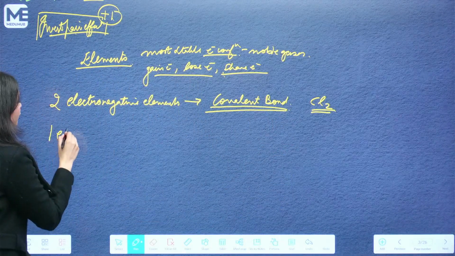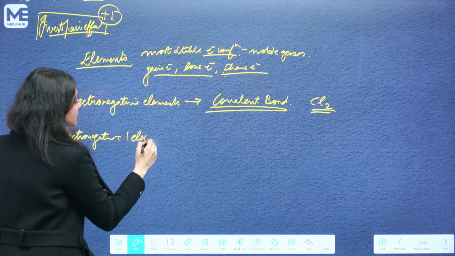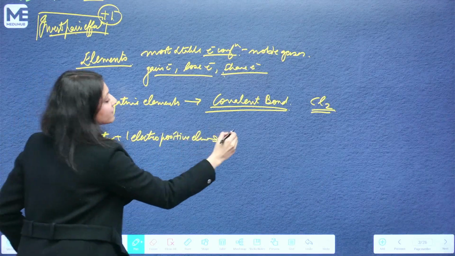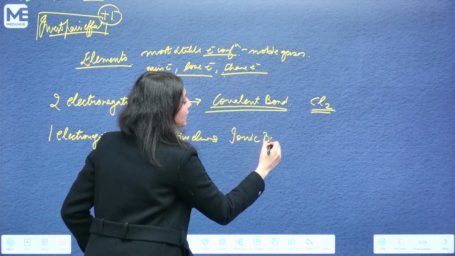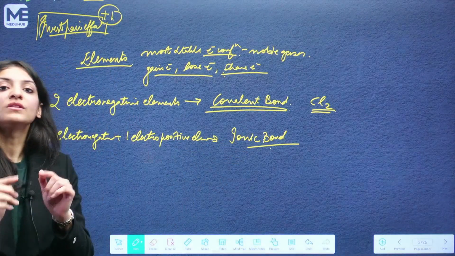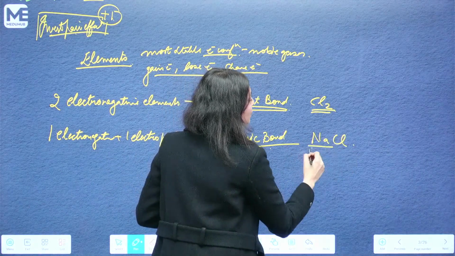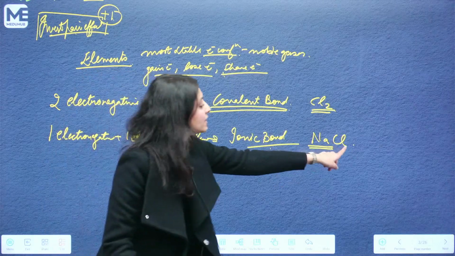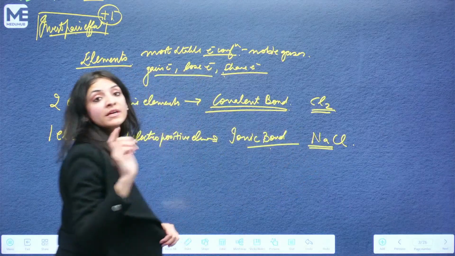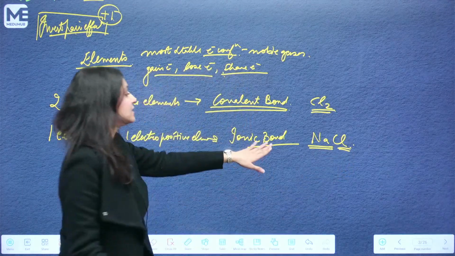So, if we have one electronegative and one electropositive element, this will give us an ionic bond. What happens in an ionic bond? In an ionic bond, one atom gains an electron, the other one loses an electron. For example, in the case of NaCl, sodium is a metal, it is electropositive, chlorine is a non-metal, it is electronegative. Sodium will try to lose one electron to achieve the noble gas configuration of helium, that is the nearest noble gas, and chlorine would want to gain one electron. So, this is an ionic bond.